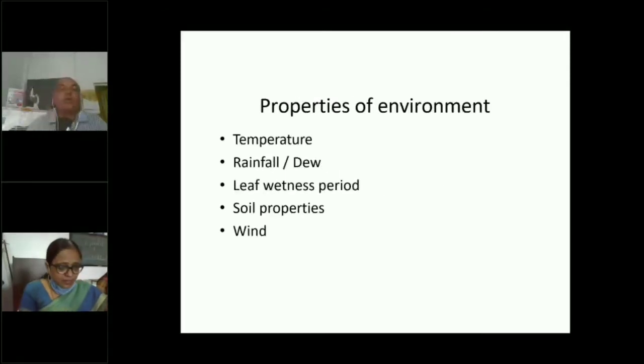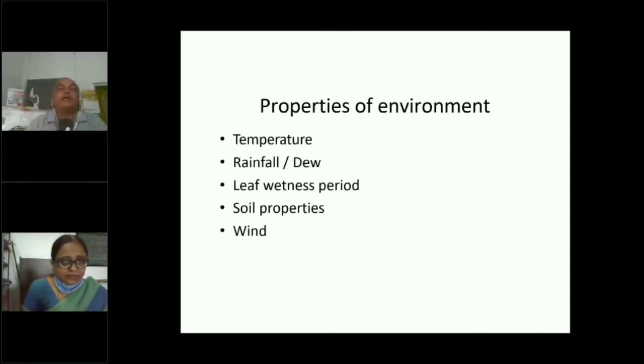Then properties of environment, that is the triggering factor. If a susceptible host is there, a virulent pathogen is there, but the environment is not congenial, then there will be no disease, because temperature, rainfall, dew, leaf wetness, spread, soil properties, and wind, all this will act as a trigger for disease infection.